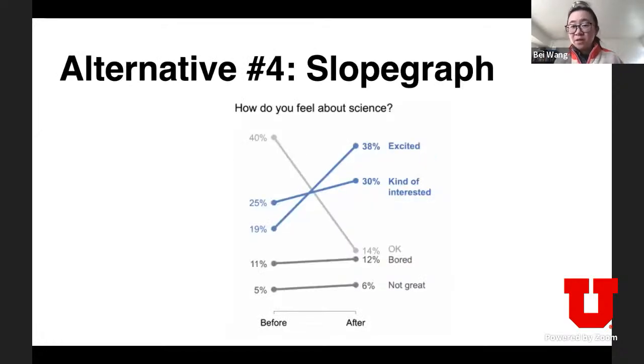There's also what's called the slope graph, right? Essentially, on the left-hand side, you show the percentage before, and on the right-hand side, you show the percentage after, and you can link the bars. And you can show the trend, a decreasing trend or an increasing trend. For example, the number of students who are more excited goes from 19% to 38%, which shows a very big upward trend.